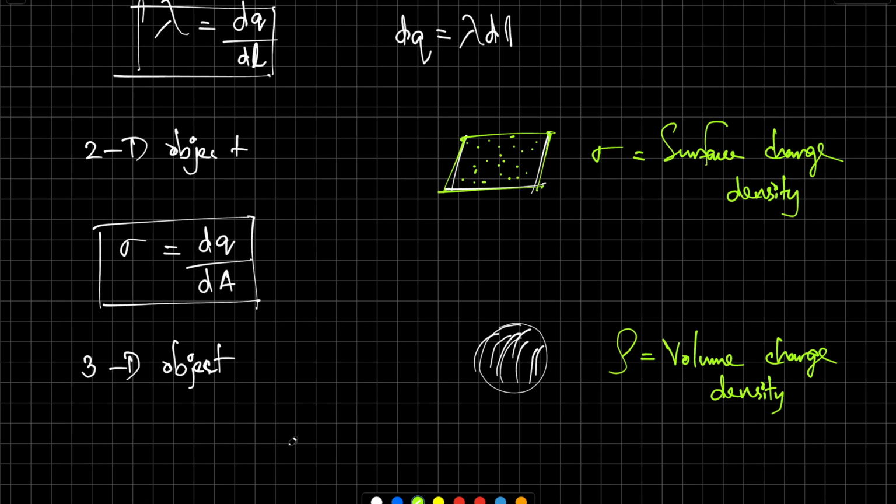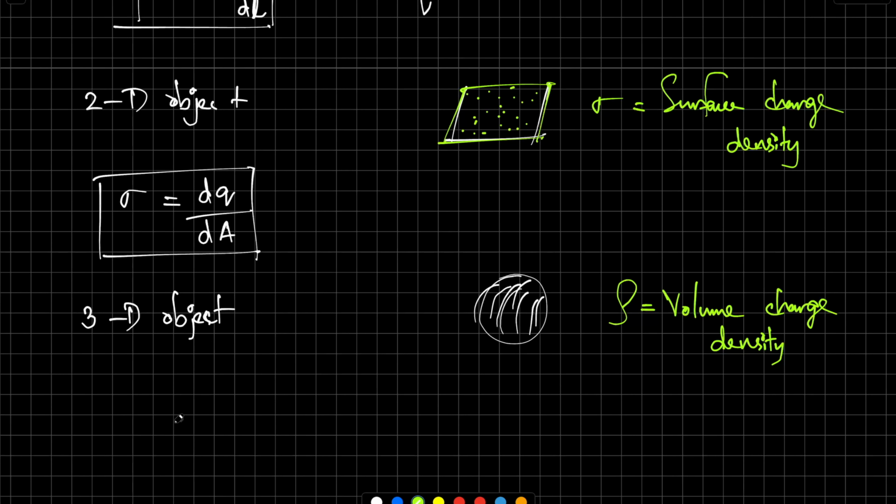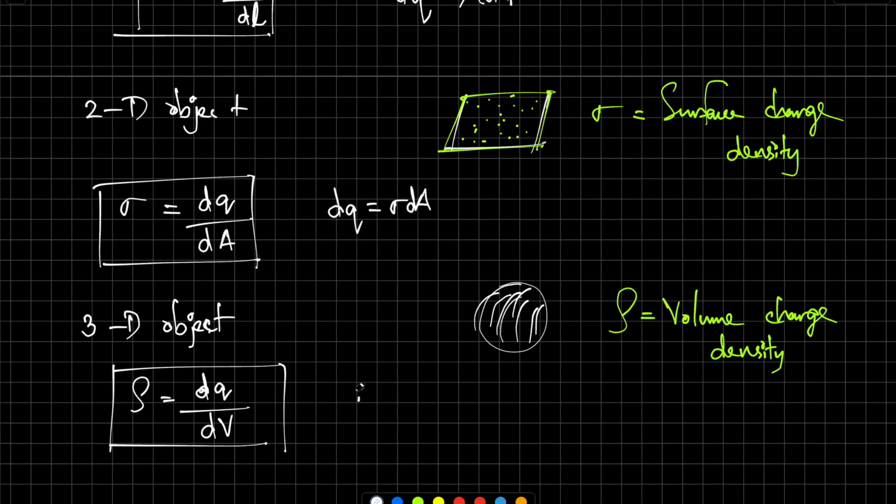And how do you define rho? Again, consider a small volume element. So rho equals charges inside that volume dq over the volume element dv. That is volume charge density. So we have these three equations: lambda equals dq by dl, sigma equals dq by dA, and rho equals dq by dv. Okay, rearrange this equation to find dq. dq equals sigma dA. Rearrange this equation to find dq, rho dv.